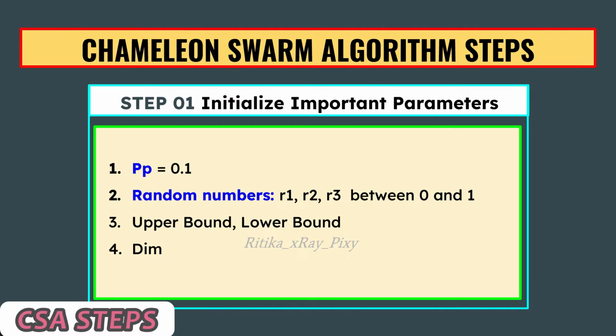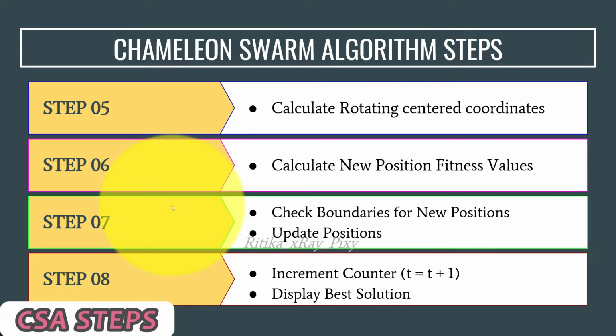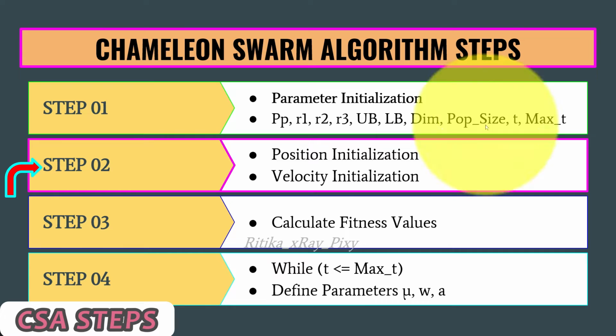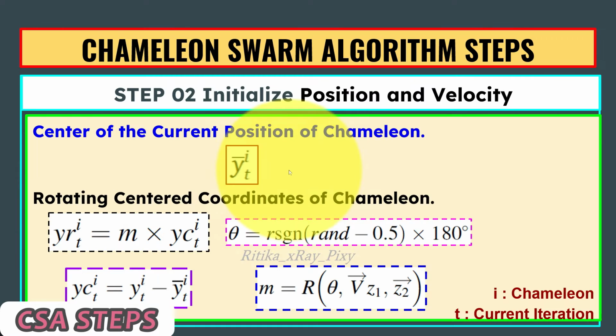They are normally distributed, lower bound, upper bound, and the dimension that we can define according to your objective function. Dimension, or you can say the total number of design variables. Accordingly, we can update these parameters. After that, now step 1, we initialized all the parameters. Now step 2, we will initialize the position and the velocity.